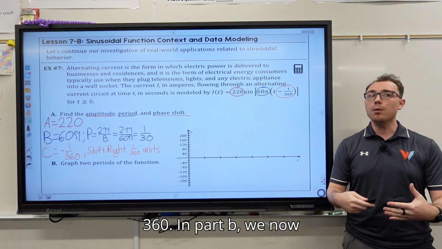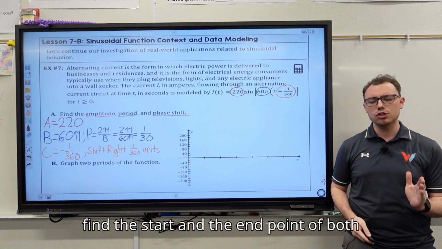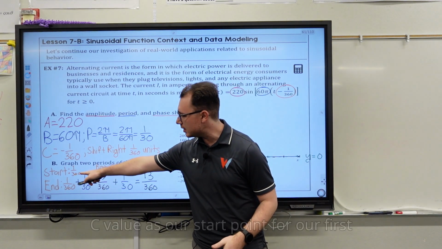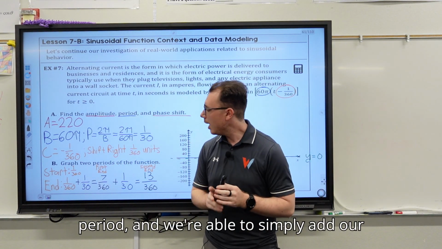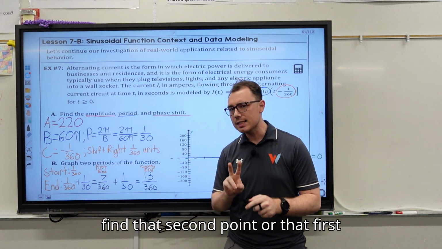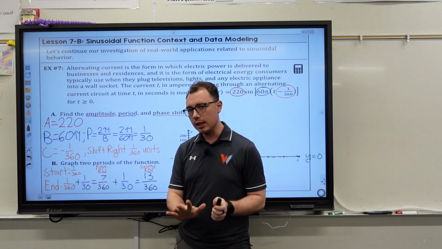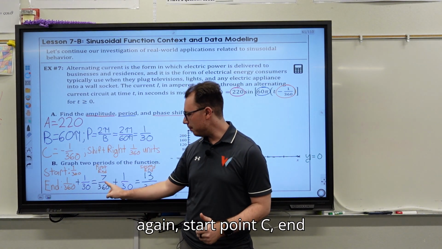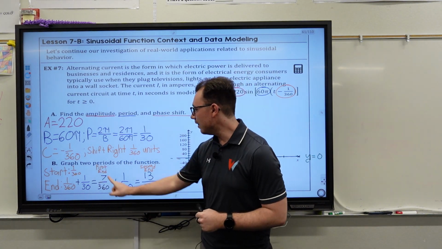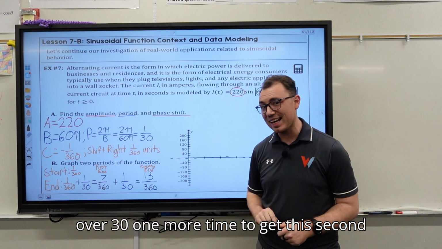In part B, we now want to graph 2 periods of this function. To do that, we want to find the start and end point of both of these periods. First, we grab that c value as our start point for our first period, and we simply add our period length to that c value to find that first end point. Again, start point c, end point is c plus p. Now we'll do that one more time, where this is our start point, and we add 1/30 one more time to get this second endpoint.